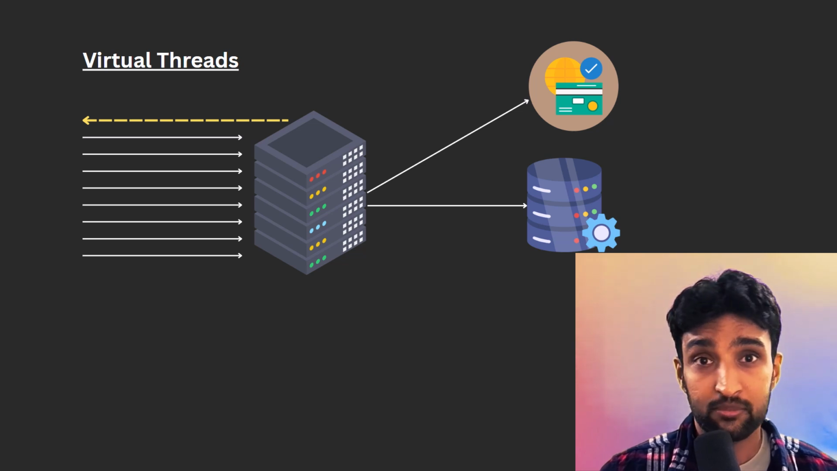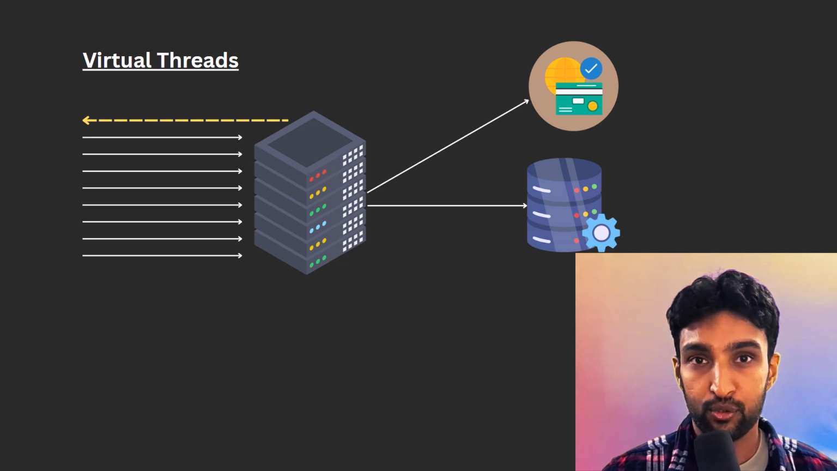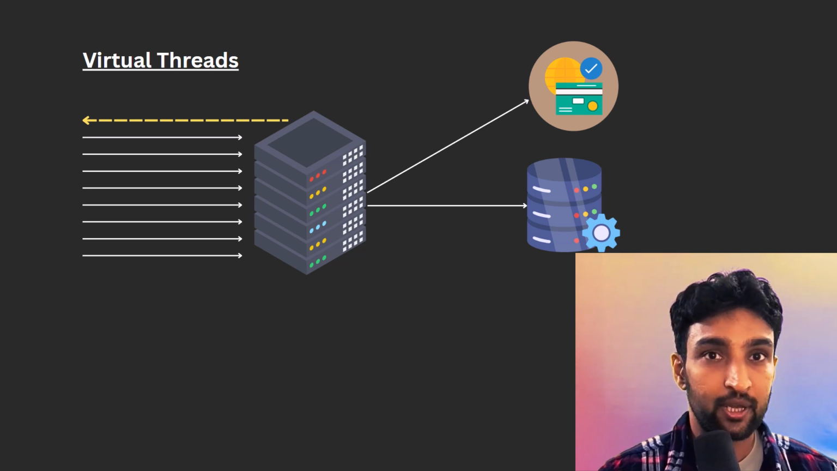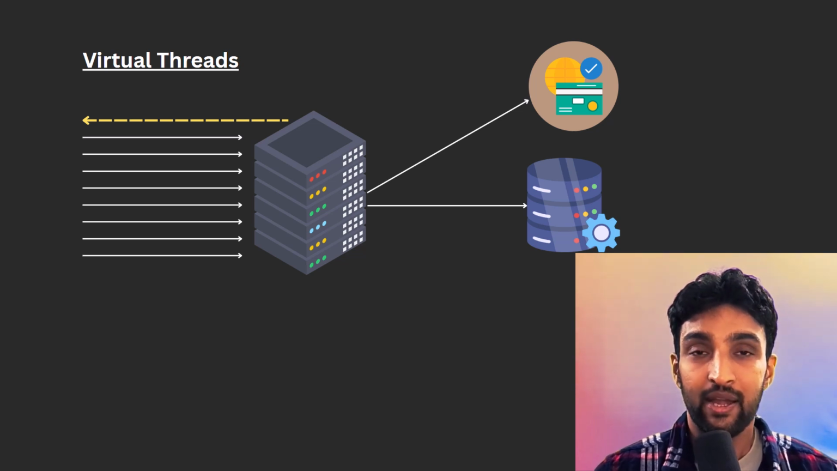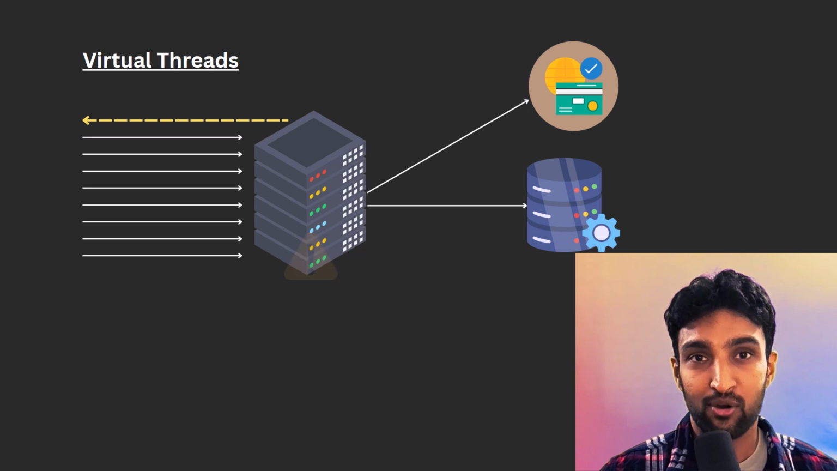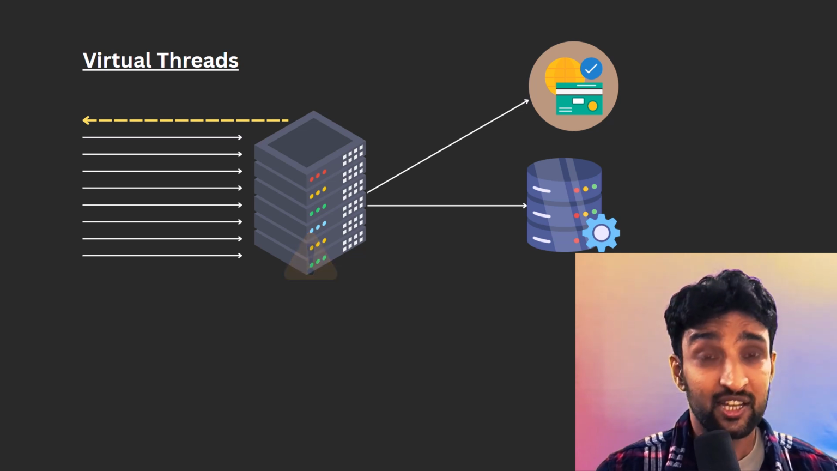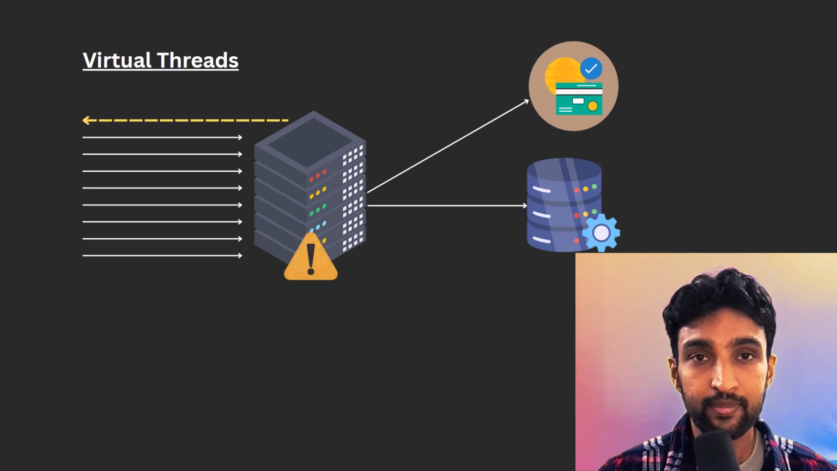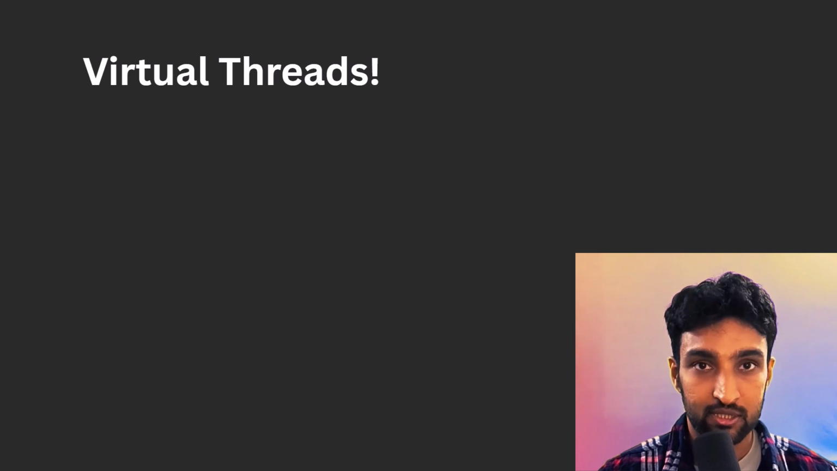Even though threads themselves require resources, the operations they often perform do not. For example, making an API call or querying a database. It's not a CPU-intensive task. It mostly involves waiting for the response. So why use a heavyweight thread that consumes system resources just to wait? That's exactly where virtual threads come into the picture.